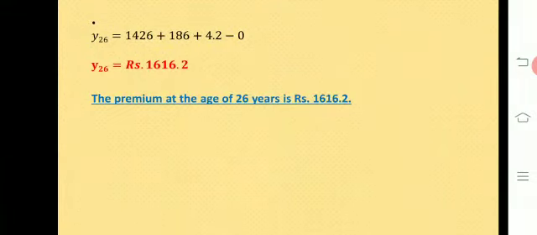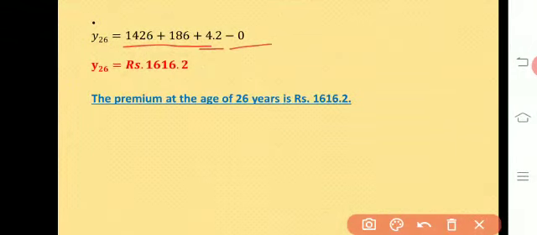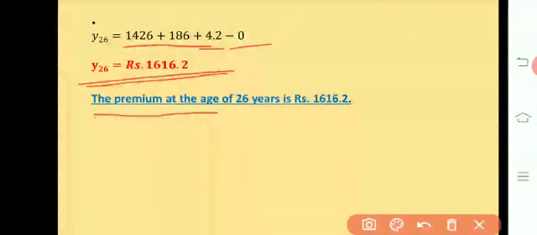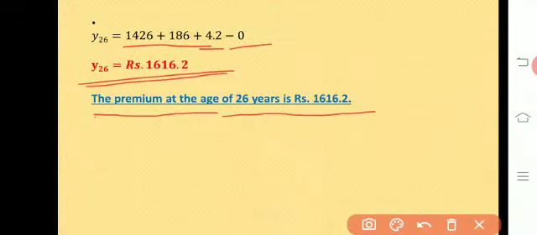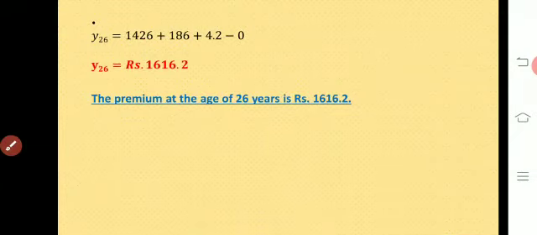1426 plus 186 plus 4.2 minus 1. If you simplify this further, then you will get y26 is equal to rupees 1616.2. That is, the premium at the age of 26 years is rupees 1616.2. So these are the examples on interpolation and extrapolation by Newton's advancing difference method.